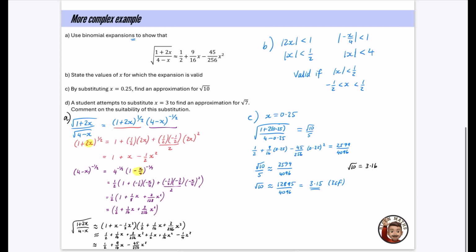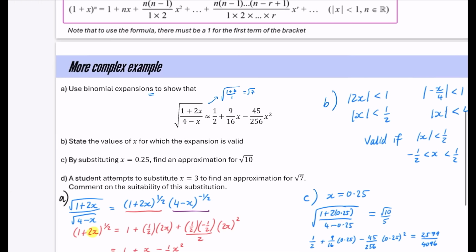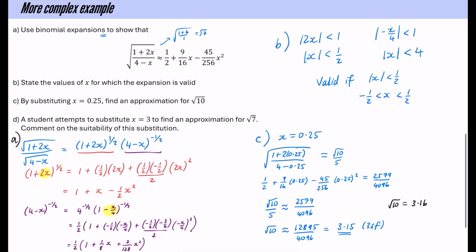It says a student attempts to substitute x equals 3 to find an approximation for the square root of 7. Comment on the suitability of this substitution. Well, let's just think what happens if we did put 3 into this part. If we did put 3, we would have had the square root of 1 plus 6 over 1. So it looks like it would give us the square root of 7. However, it's to do with it being valid or not. If we pick the value of x being equal to 3, it is outside of this range, so it's not going to be a suitable substitution to use here.